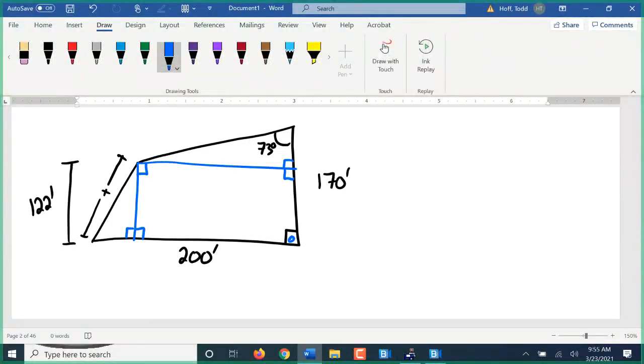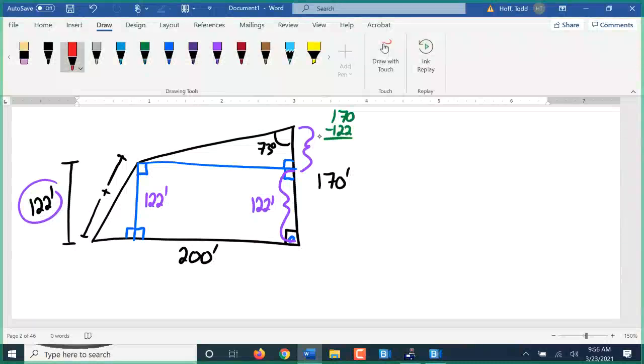So up here, I can find this length, because I know this is 122 feet up here. One of the powerful things about using a rectangle is the opposite sides of a rectangle are the same. So I know this is also 122 feet, which makes this side up here 170 minus 122, or 48 feet.